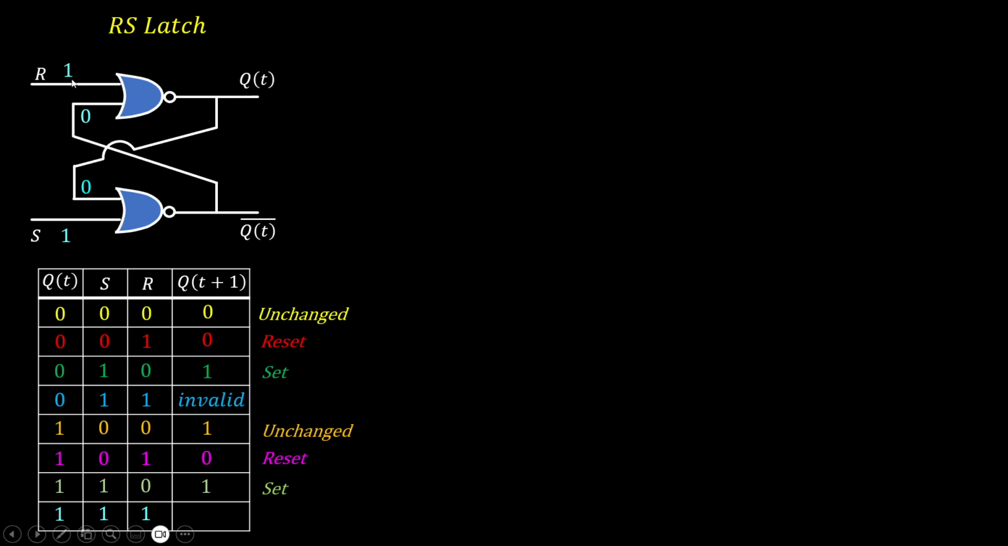Now first NOR gate, one input is high, so output is low. For second NOR gate, again one input is high, so output is low. So every time we will get Qt 0 and Qt bar is also 0, which is invalid state. So this is the state table for RS latch.